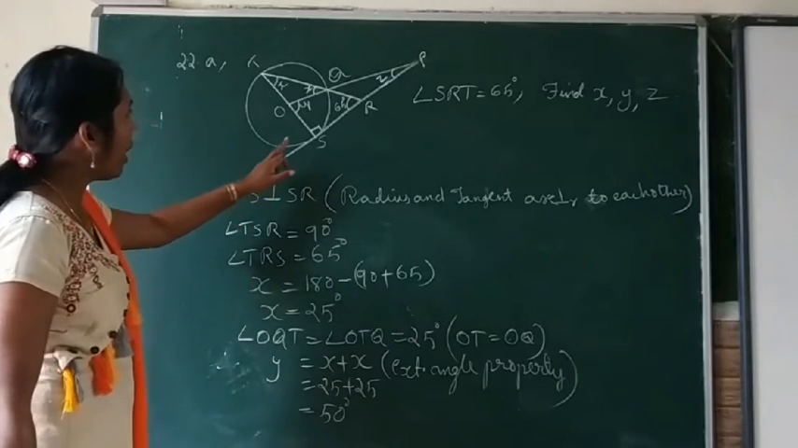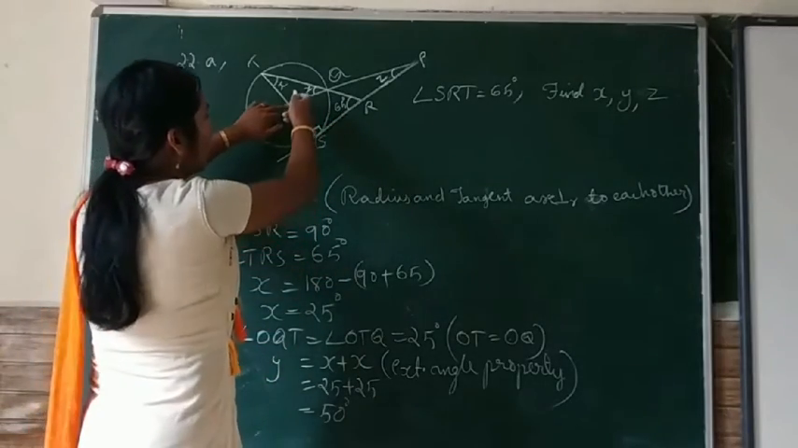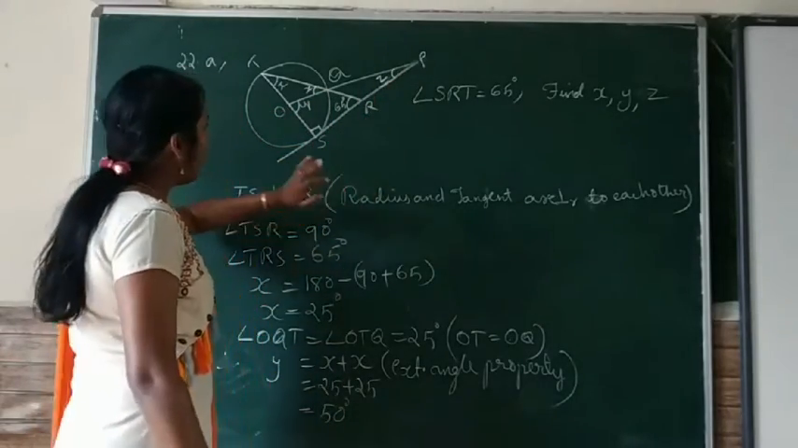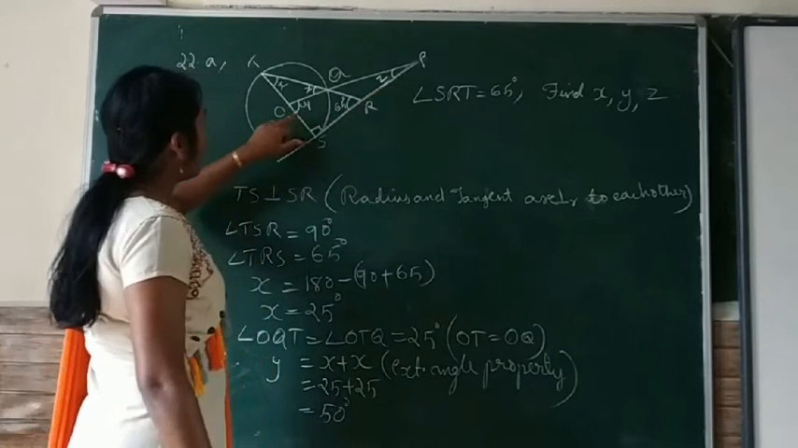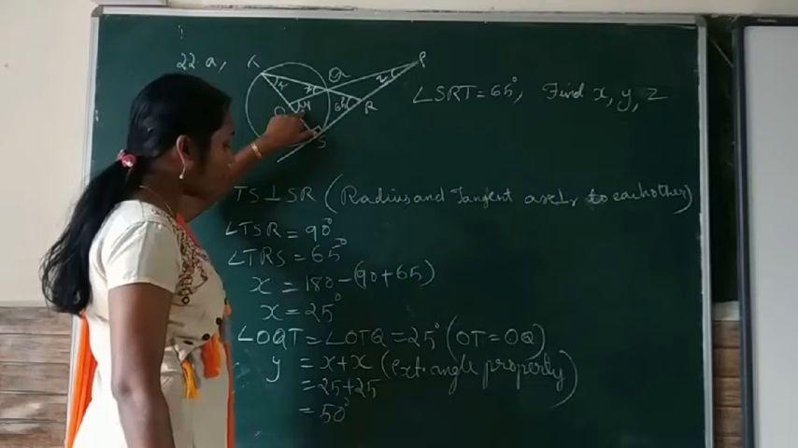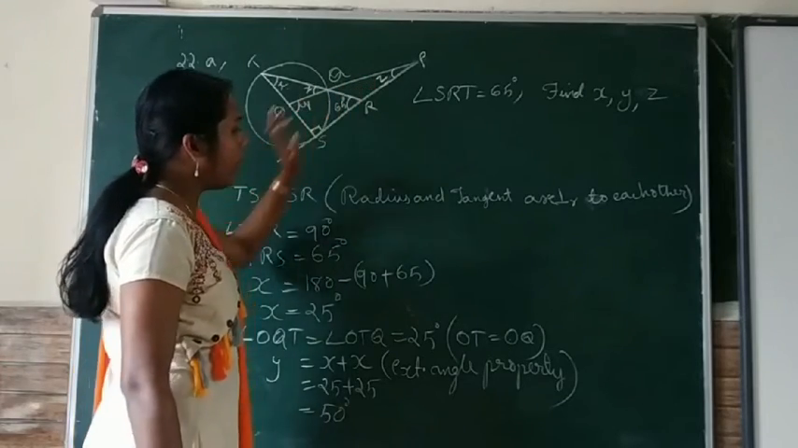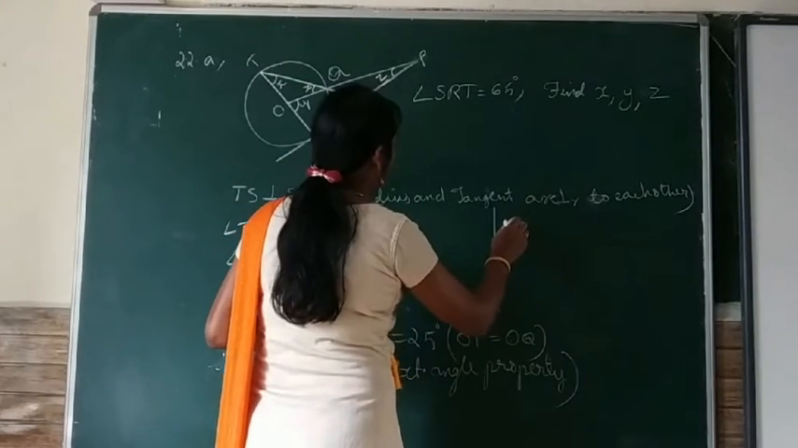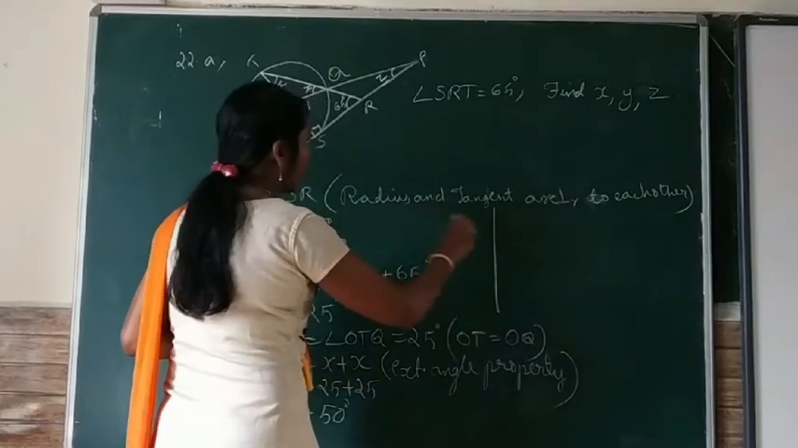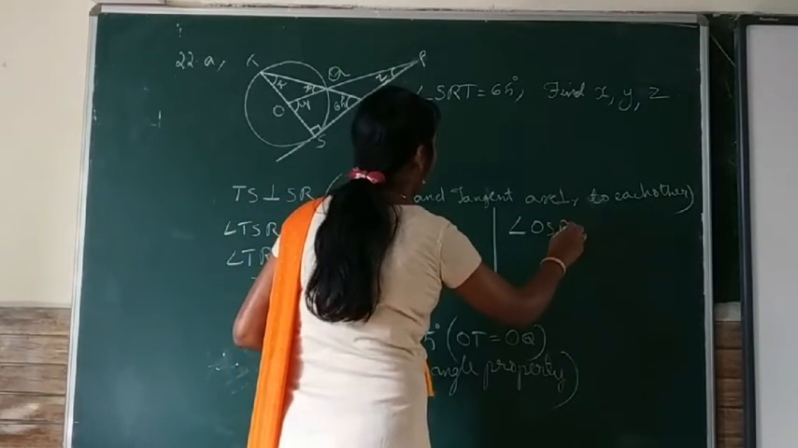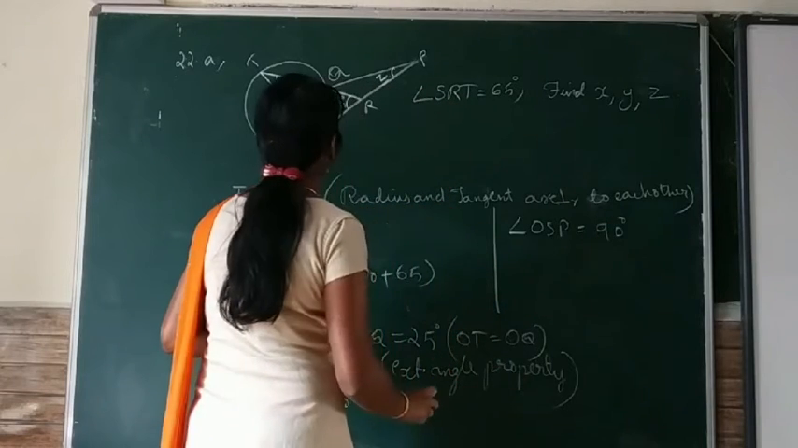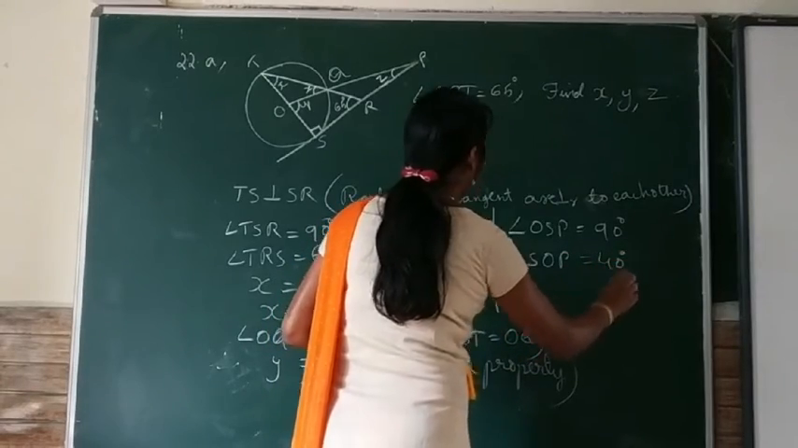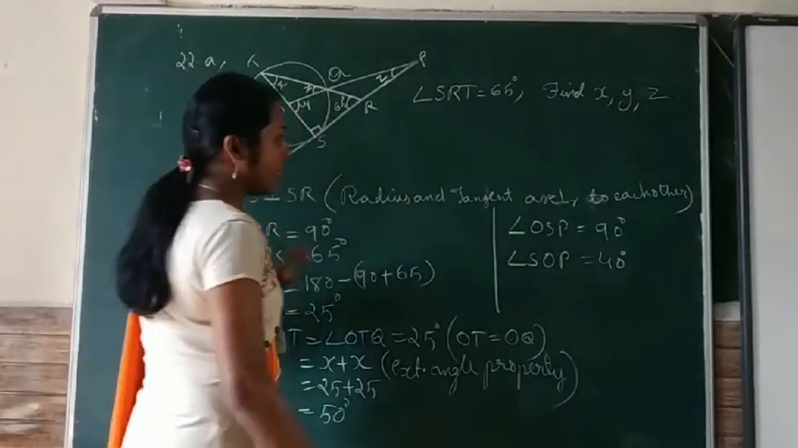Now we have to find the value of Z also. In right angle triangle OSP, we know that OSP is a right angle triangle because OS is perpendicular to SP. In right angle triangle OSP, this is 90 degrees and the value of Y is 50 degrees. So we can obtain the value of Z by subtracting. We can write angle OSP is equal to 90 degrees. Angle SOP is equal to, we have got it already, that is the value of Y. Sorry, it is 50 degrees.